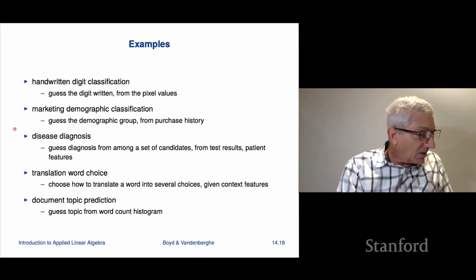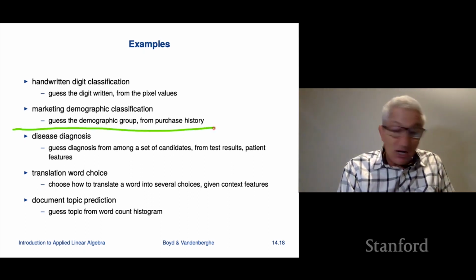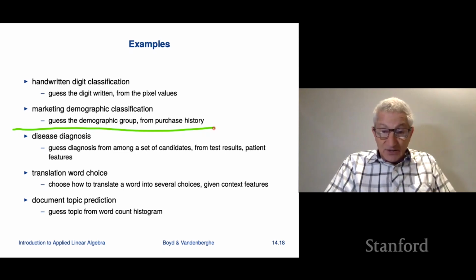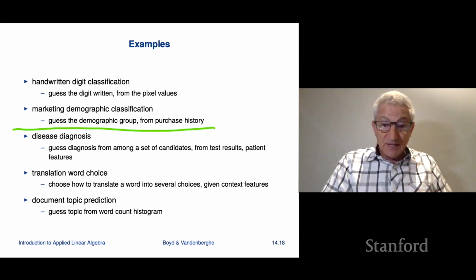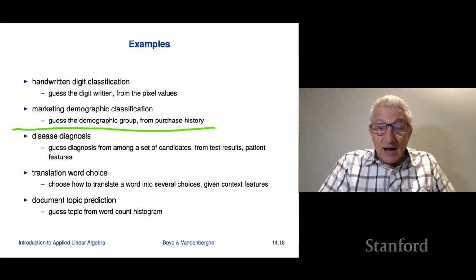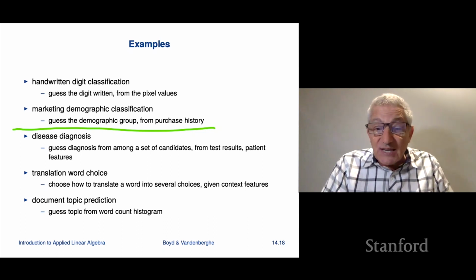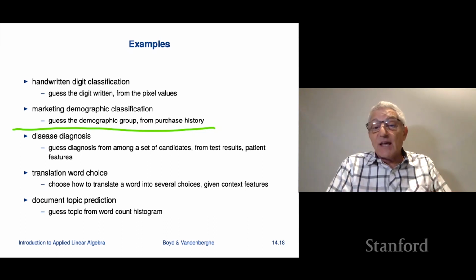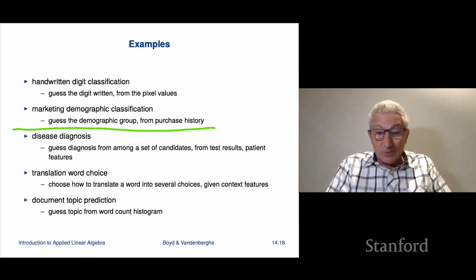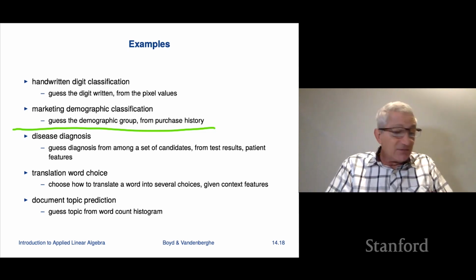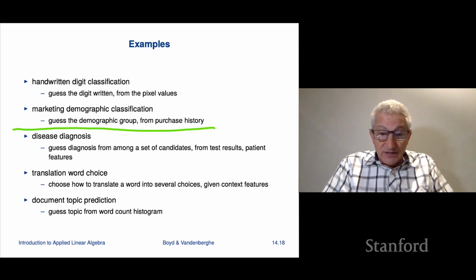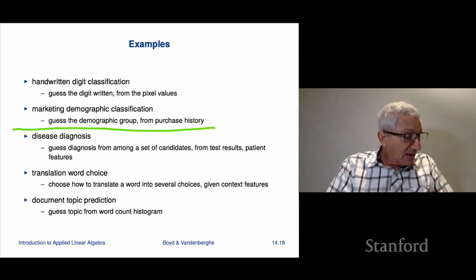Here's another: marketing demographic classification. We would have some standard demographic groups, let's say 60 of them. And I would look at some purchase history or other data about a customer or a person, and then I would guess. I'd say, my guess is they are in group 12. And that means something, right?